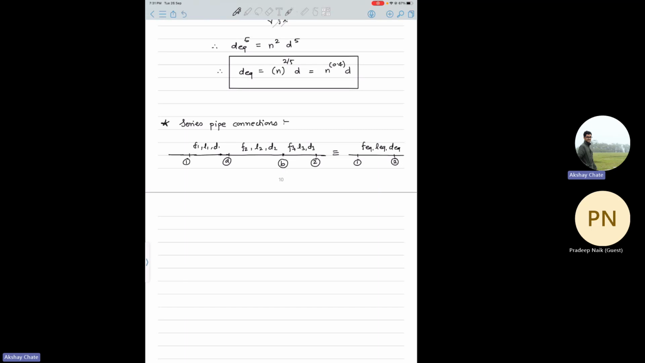Here, we know that whatever fluid is flowing through pipe 1 will be flowing through pipe 2, pipe 3, etc. Right? However many series pipes there are, the same flow rate will be there through all of them.